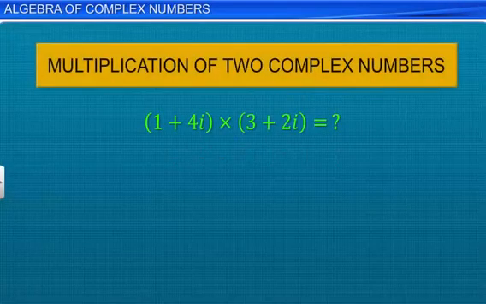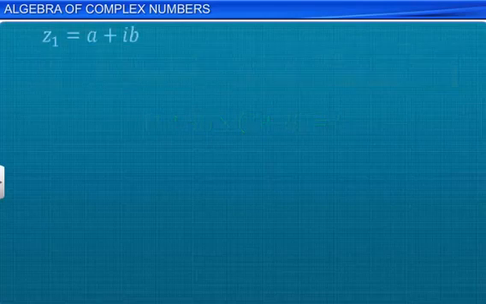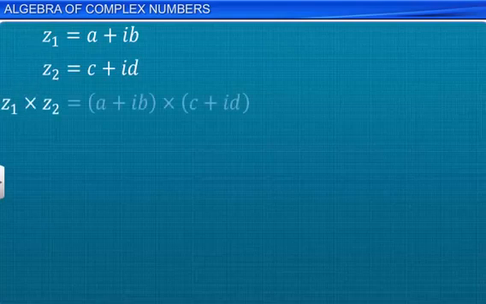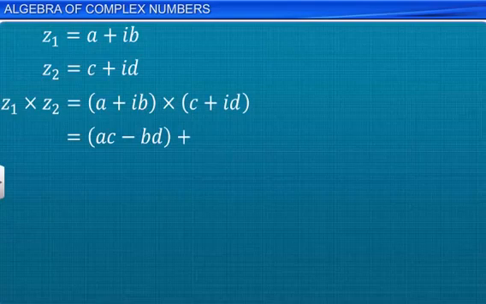Next, we'll multiply two complex numbers. Consider two complex numbers, z1 and z2. The product of the complex numbers z1, z2 is equal to ac minus bd plus i multiplied by ad plus bc.